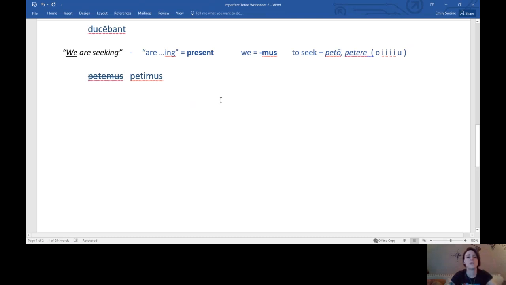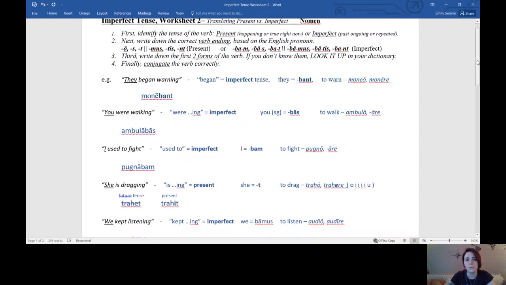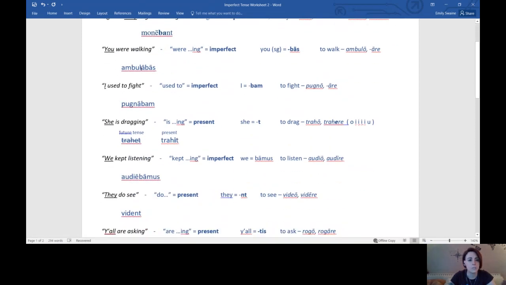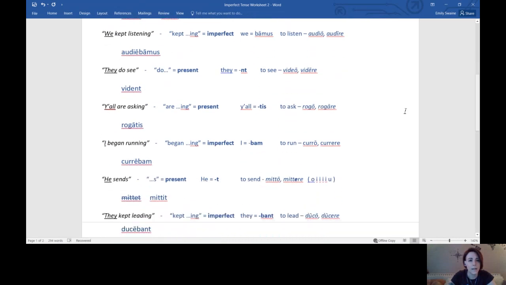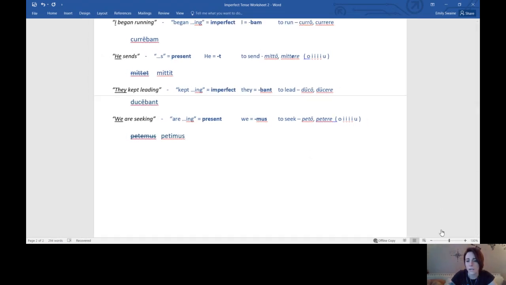We want petimus. Okay, so we're going to go back up one more time and check our answers because anyone can make a mistake. You were walking: ambulabas. I used to fight: pugnabam. She is dragging: trahit. We kept listening: audiebamus. Y'all are asking: rogatis. I began running: currebam. He sends: mittit. They kept leading: ducebant. And we are seeking: petimus. Yes, that all looks good. We are correct.